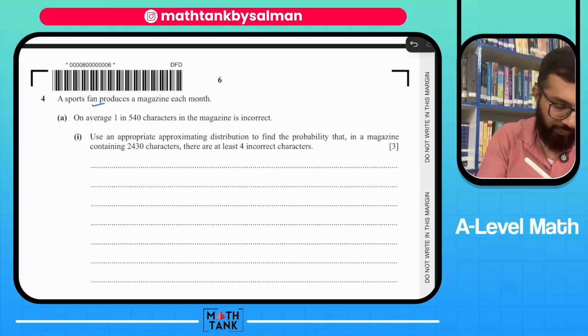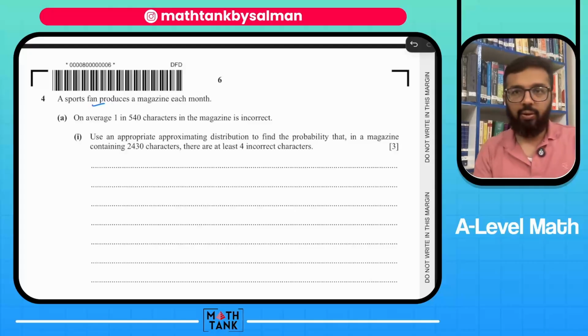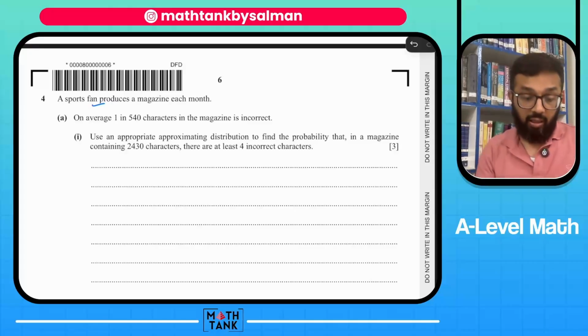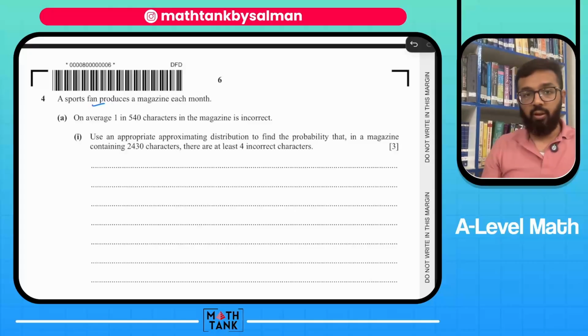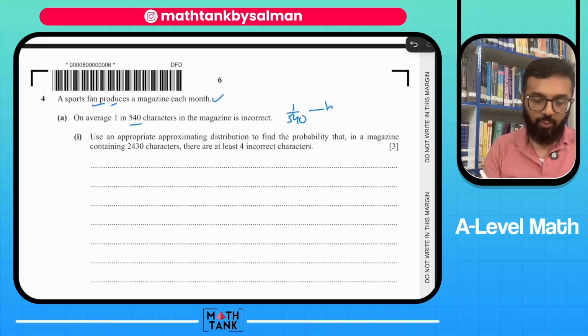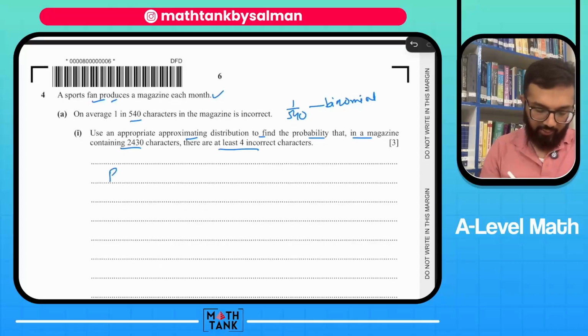A sports fan produces a magazine each month. All of the starting questions are about sampling, estimation, and hypothesis testing. That's strange for a paper. Okay, but in any case, a sports fan produces a magazine each month, on average 1 in 540. So this looks like a binomial to go with. It says use an approximating distribution to find the probability that in a magazine containing 2430 characters, there are at least 4 incorrect characters. So probability of x greater than or equal to 4.